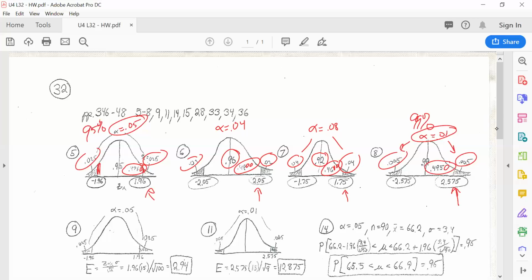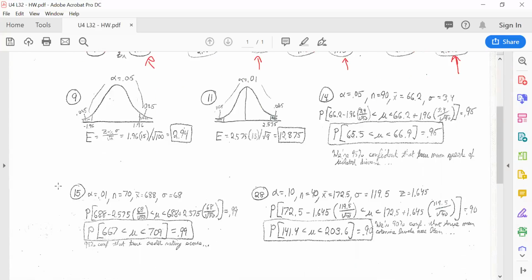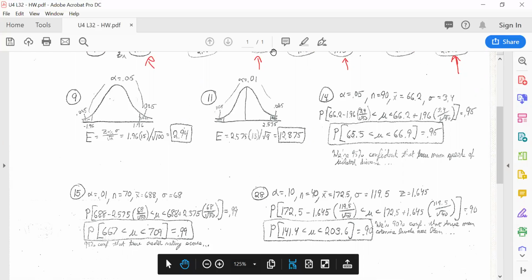Pause this video and try it for yourself using the z-table if you're having any difficulty doing that, okay? Because that's a key component. Being able to use your z-table and look at it backwards to find particular z-scores. All right, then you had to do 9 and 11, which were sample size questions. Let's look at the book.